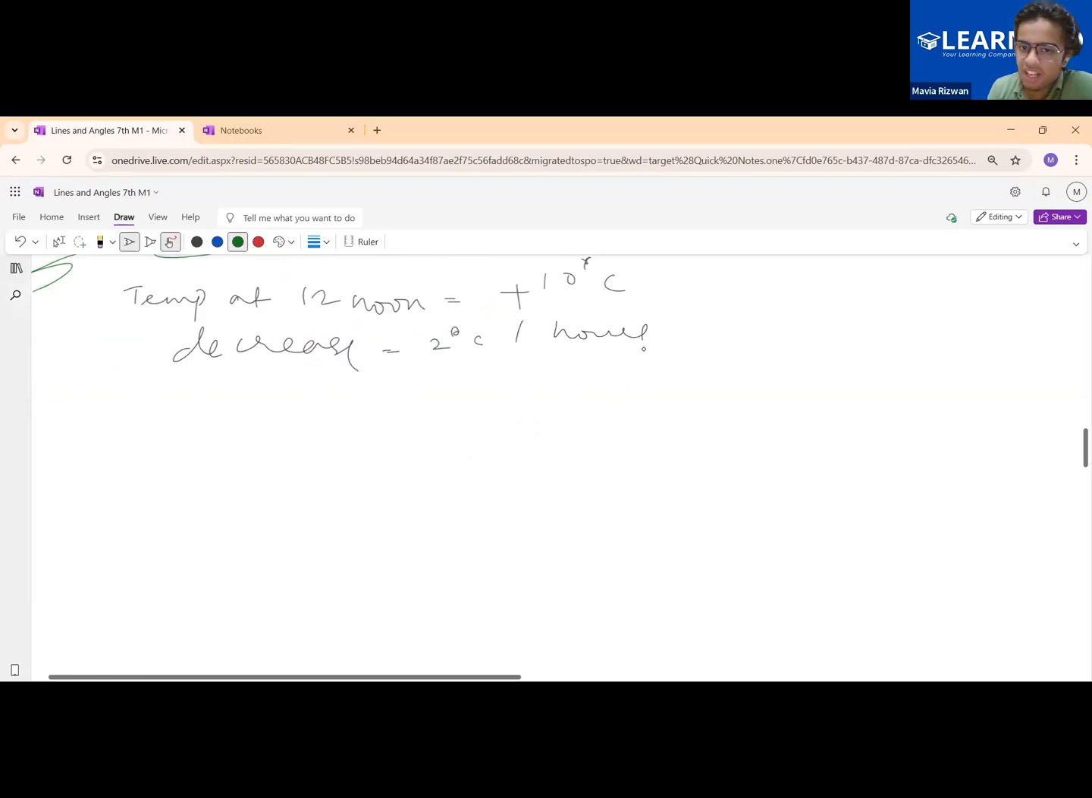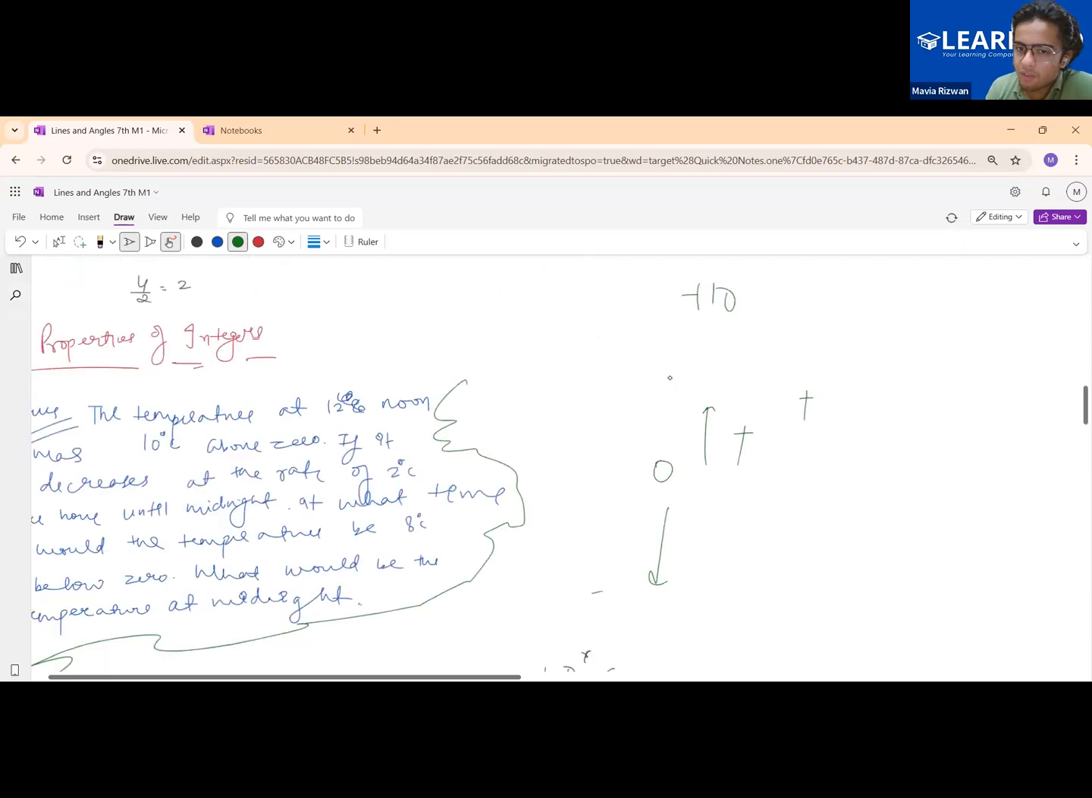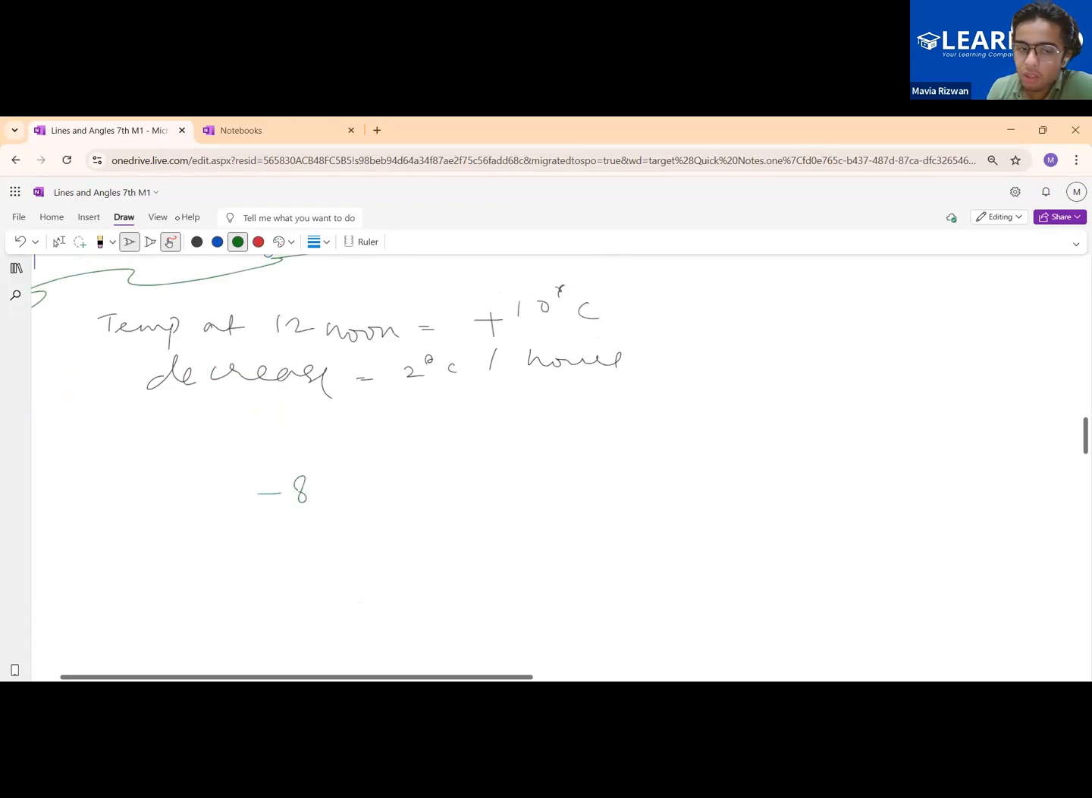It was 10 degrees Celsius above zero, plus 10. Then it went to -8. How much did it drop from 10 to -8? Yes, 18 degrees is the drop, right? We can see that the drop is 18 degrees from 10 to -8. It is dropping so much that it has become -8.